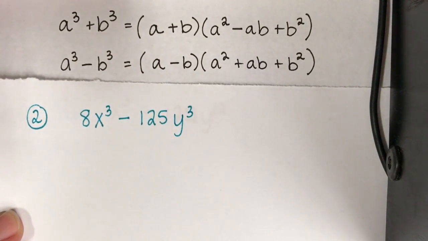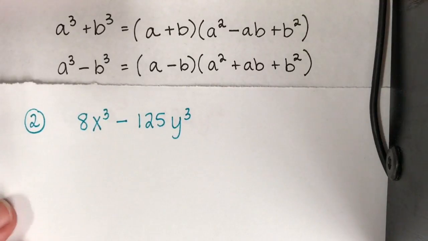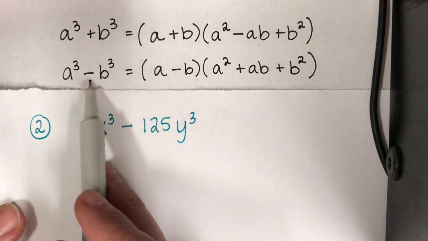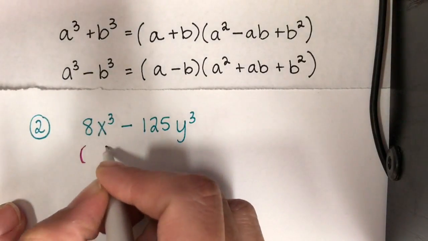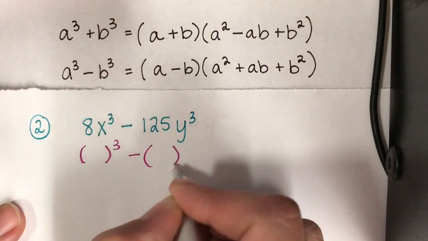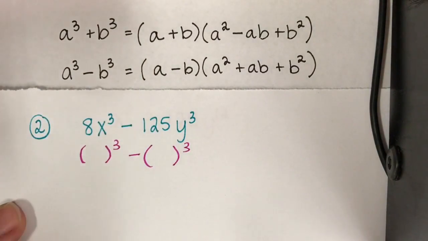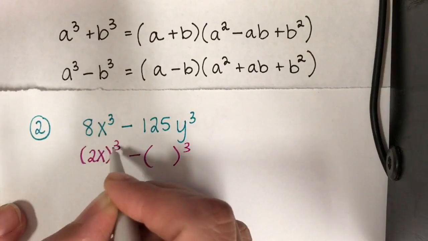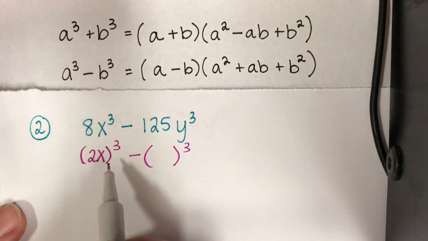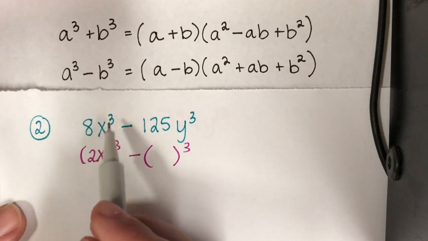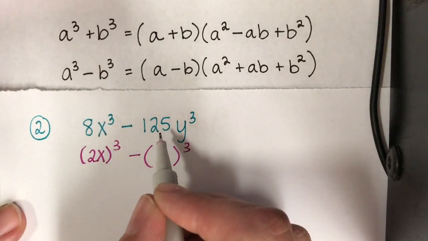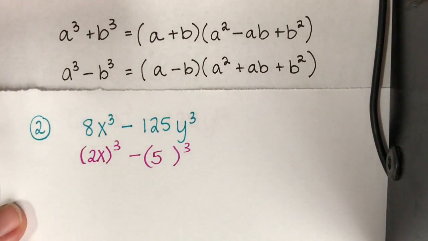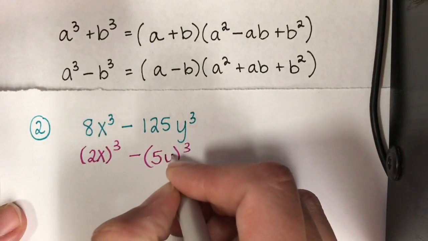And number 2, now we're getting another variable in there, and we've got 2 different cubic numbers. So right away we know, aha, this is a difference because it has a minus. So I'm looking for something cubed minus something cubed again. So we know that this is going to be 2 to get 8, and then x cubed. So 2x times 2x times 2x would give you 8x cubed. And then we know that the cube root of 125 is 5, because 5 times 5 times 5 is 125. And it's just y cubed, so again, just the y.